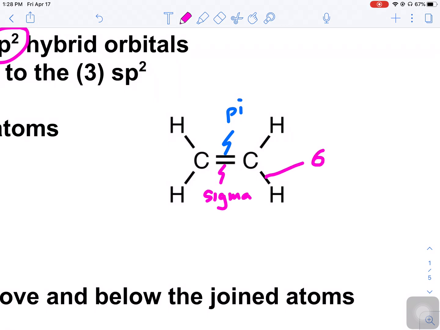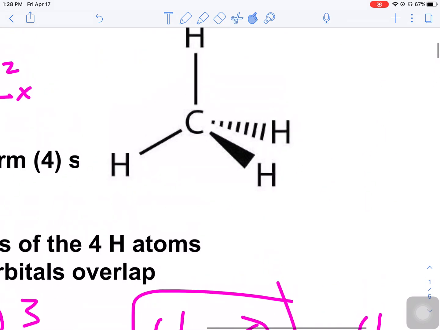So this is the letter for sigma. So this is a sigma bond, this is a sigma bond, this is a sigma bond, and this is a sigma bond. Now in the middle, we have a double bond. One of those is going to be a sigma bond, and one of those is going to be a pi bond.